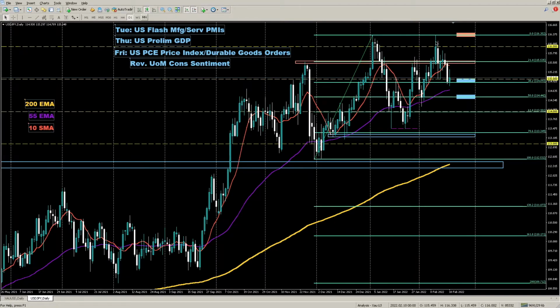So it did not threaten the previous week's resistance level after this double top. So for now, this is still the intermediate resistance zone at the 21 Fib.